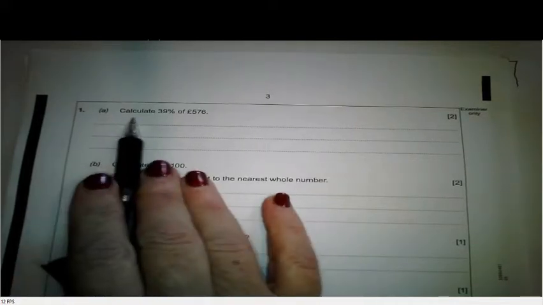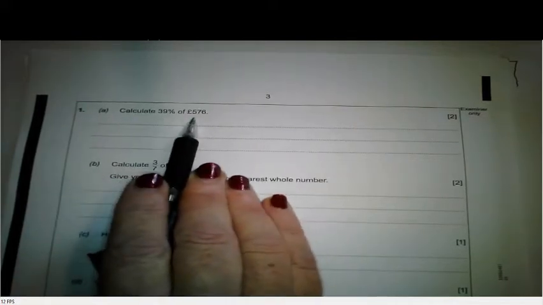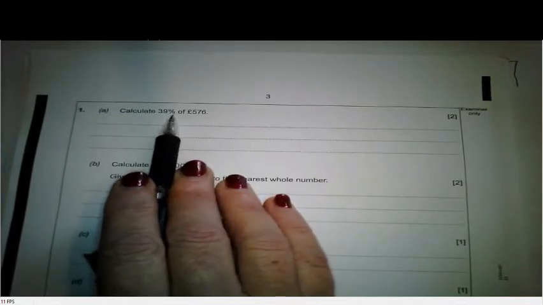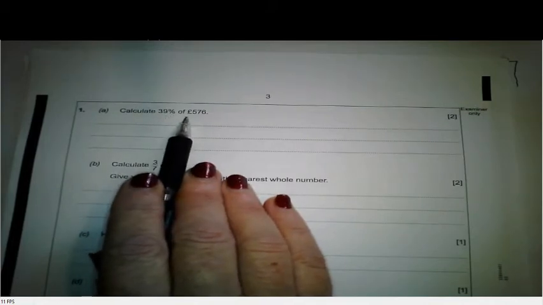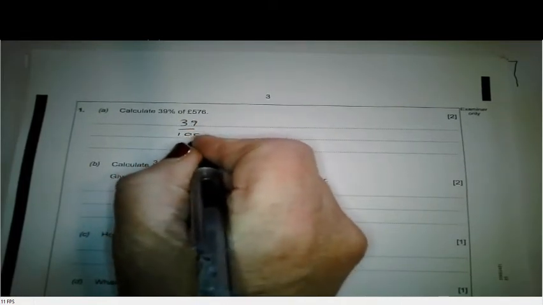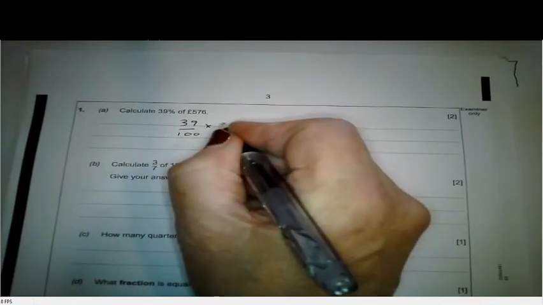Okay, obviously we start at question 1. Question 1 asks us to calculate 39% of 576. Key mathematical fact to be aware of in this question is percentage means out of 100. So to calculate 39% of 576, we simply take 39 divided by 100 and multiply it by 576.